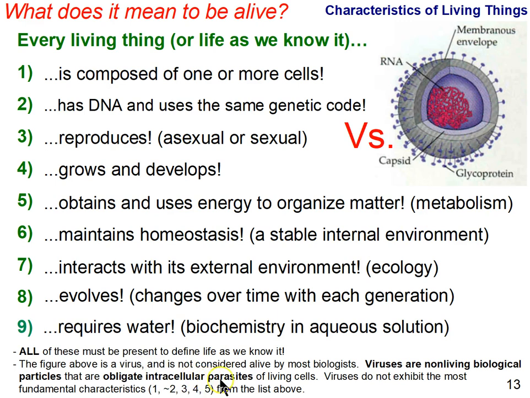Because they are obligate intracellular parasites. They can't do many of the things that are on this list by themselves. They have to use a living cell in order to perform these characteristics of life. So they're not composed of cells. A virus is not a cell. So they violate number one.